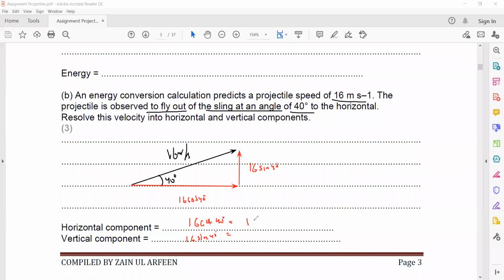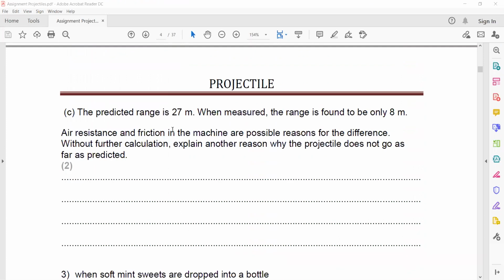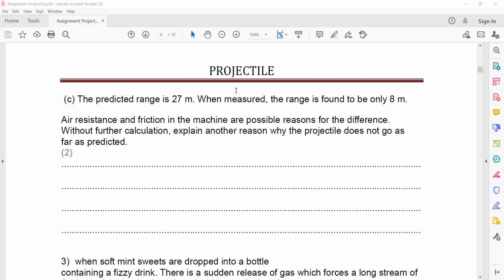12.3. And what's the value for 16 sine 40? 10.3. So we have the horizontal and vertical components. The predicted range is 27 meter.